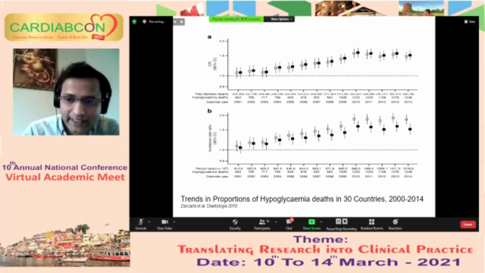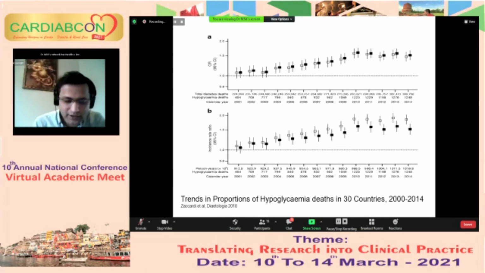If we look at the death of hypoglycemia, so this was a very good analysis again by Zakati, published 3 years ago. And what they look at is nearly 109 countries. So this is a data of hypoglycemia death in 30 countries over the period of 14 years. And what they have noticed here is that there is a 60% increase in the hypoglycemia related death from 1999 to 2011. And again, from 2010 onwards, it is nearly a flat line. So we are not able to reduce these deaths of the hypoglycemia despite better management.